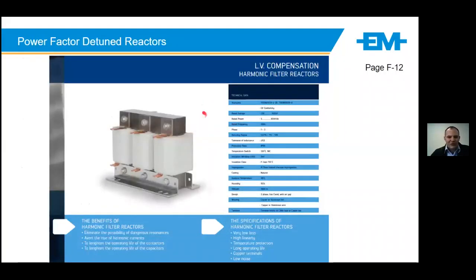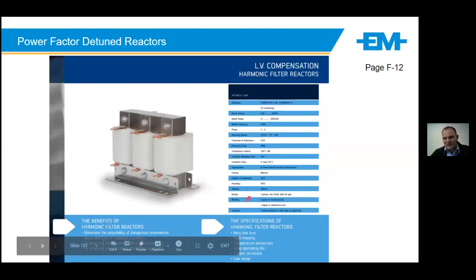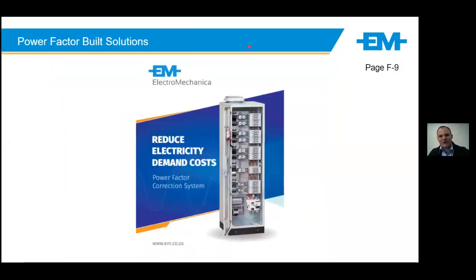Here is a quick view of what the reactors we apply look like. We are able to source pretty much any rated voltage and kVAR up to 100 kVAR. When customers have something specific, they can ask us, say, I want 14% with a 55 volt network, and we have access to all these solutions. I'm just going to switch the slide here now.